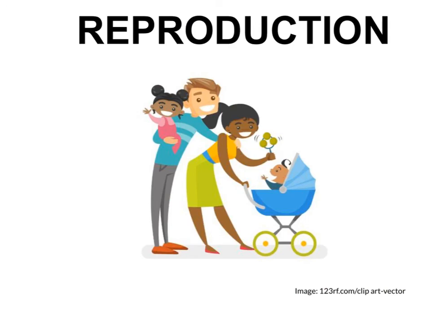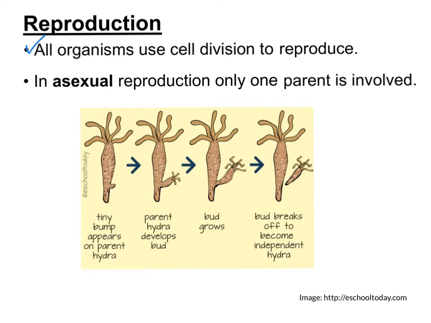Now let's talk about how cell division helps with reproduction. All organisms use cell division to reproduce. In asexual reproduction, only one parent is involved. So let's look at the Hydra example. Notice there's a tiny bump right here. That's because the cells are repeatedly dividing and dividing till there's more of it. And finally, the offspring detaches and becomes its own independent Hydra. So the original Hydra didn't need somebody else to mate with, it just had itself to produce an offspring.